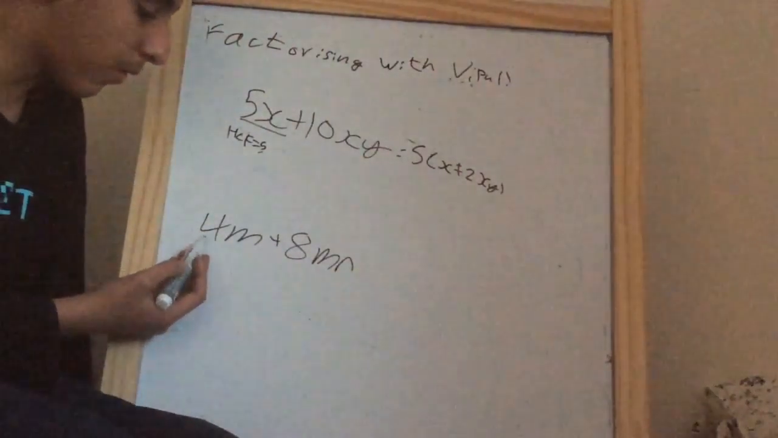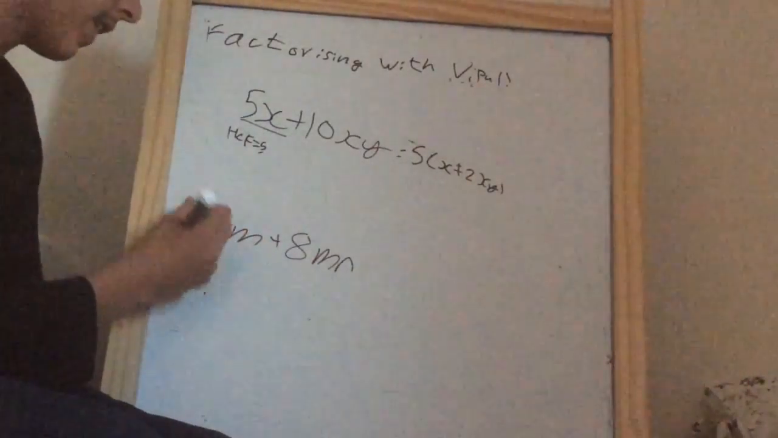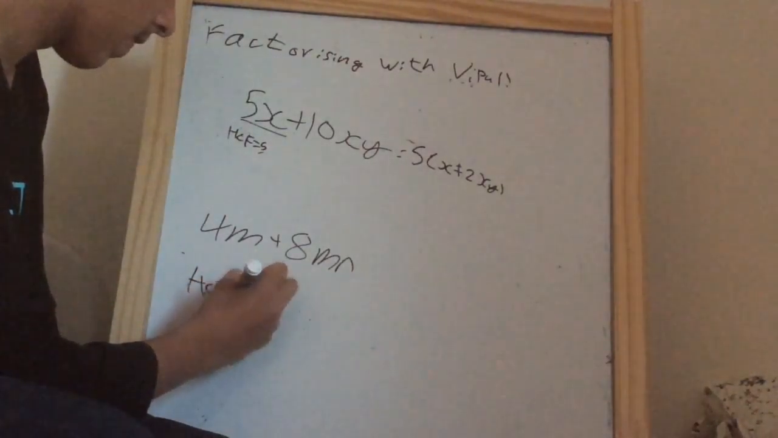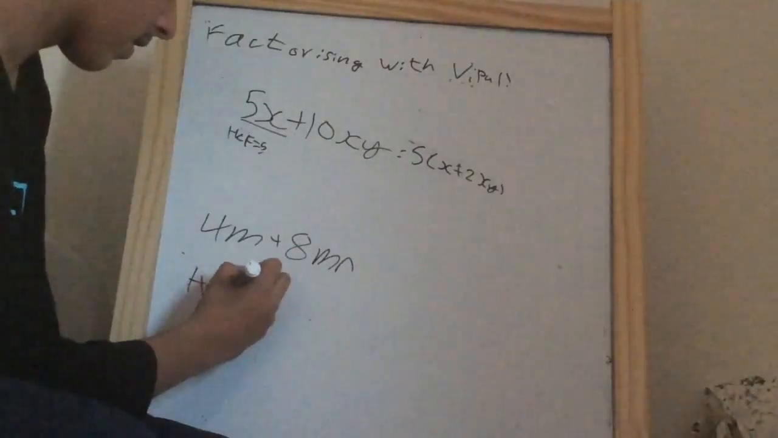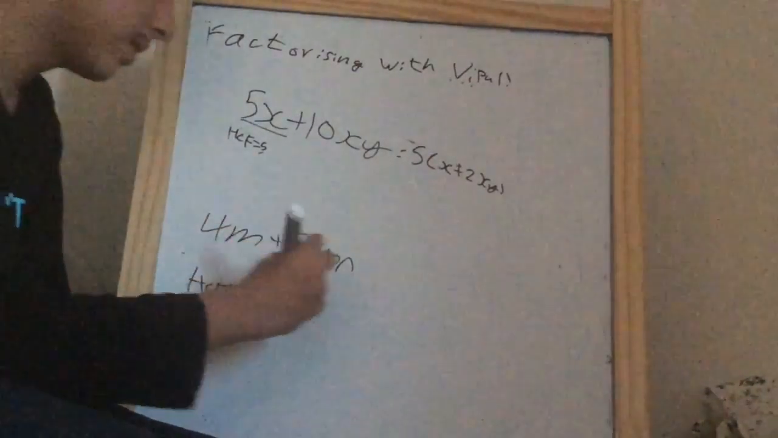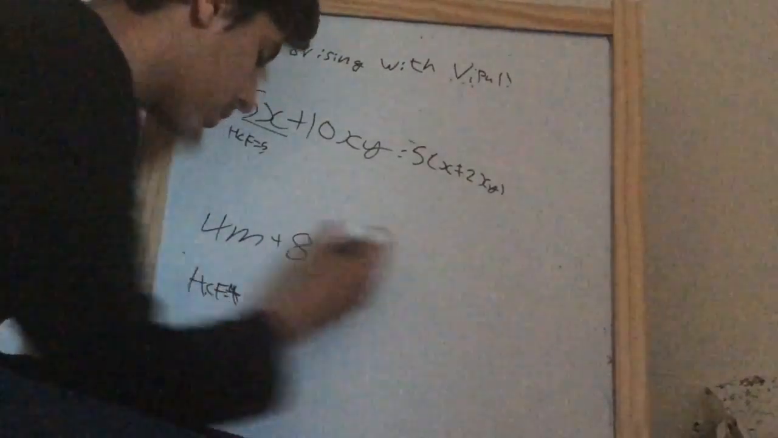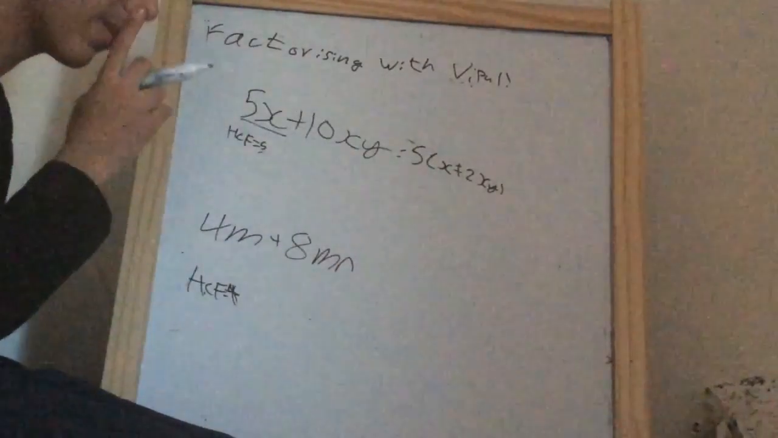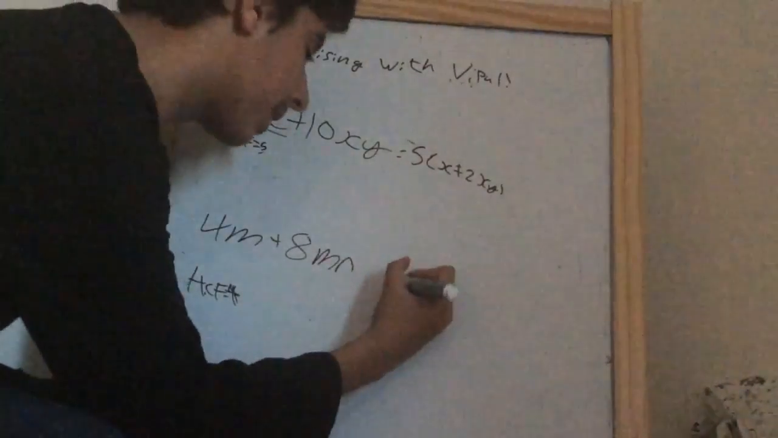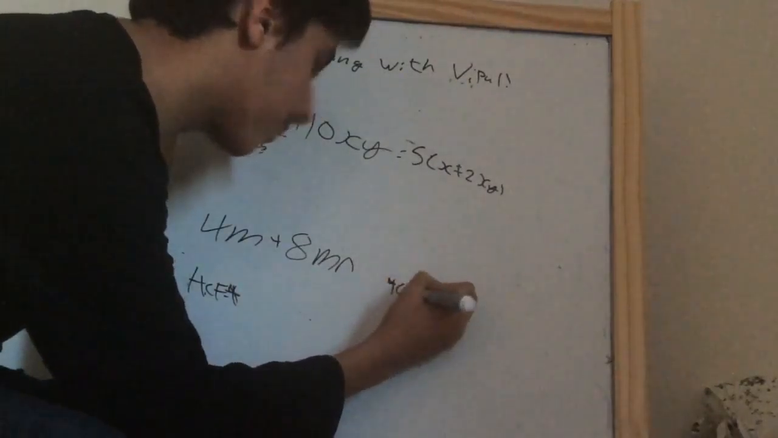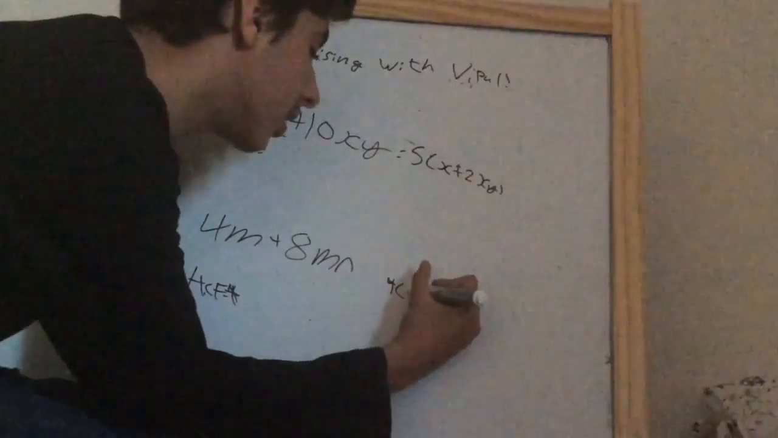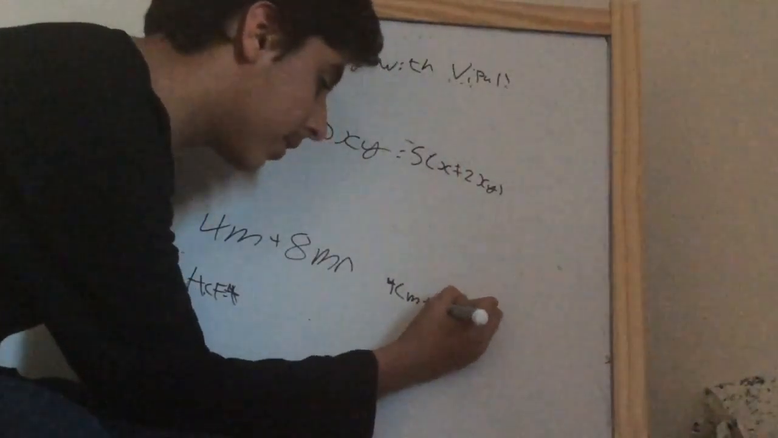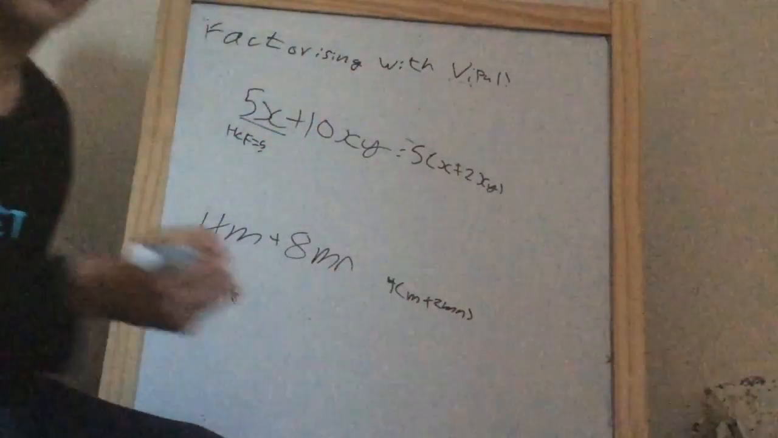So we're going to do the same thing with 4m plus 8mn. The highest common factor of 4m and 8mn is 4. 4m divided by 4 is just m. So this highest common factor is the number which is going to be outside. So 4, and then we have 4m divided by 4 is m, plus 8mn divided by 4 would be 2mn, and that would be our answer.